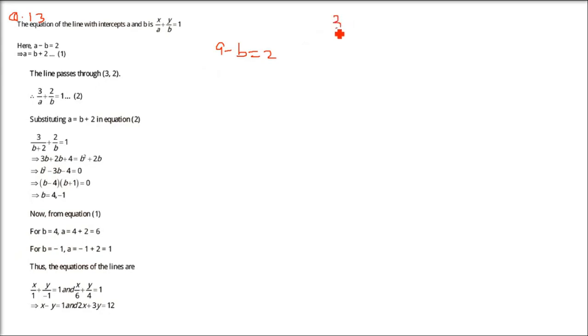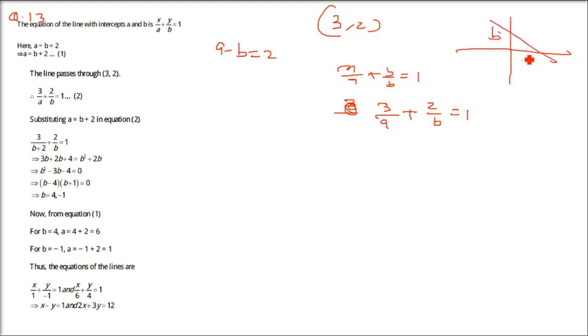Now the line is passing through 3, 2. So let us say the equation of the line with intercepts A and B is x by A plus y by B equals 1. Now put 3 and 2, because this point 3, 2 is lying on this line. So 3 by A plus 2 by B equals 1. Now A and B have a relation as given in the question: A minus B equals 2. So A becomes equal to B plus 2. Now put here 3 by (B plus 2) plus 2 by B equals 1.